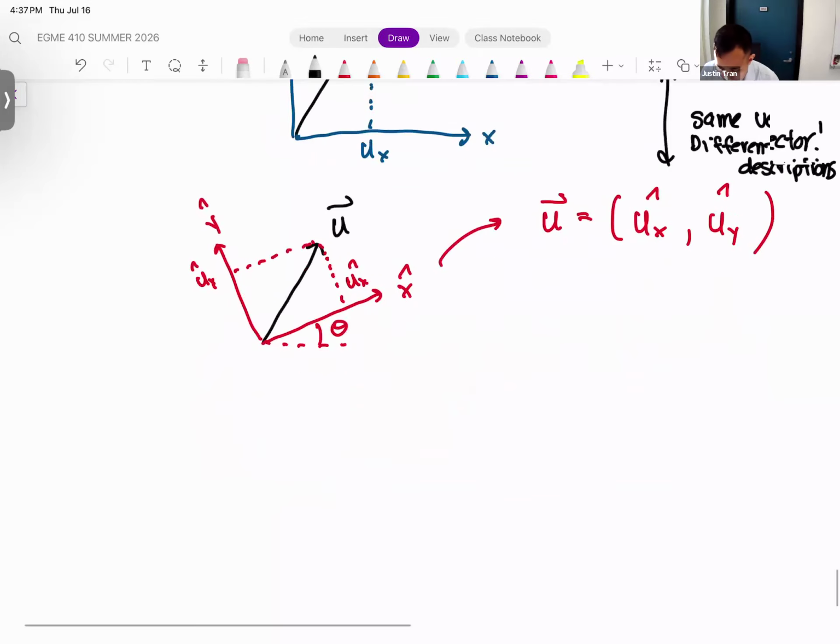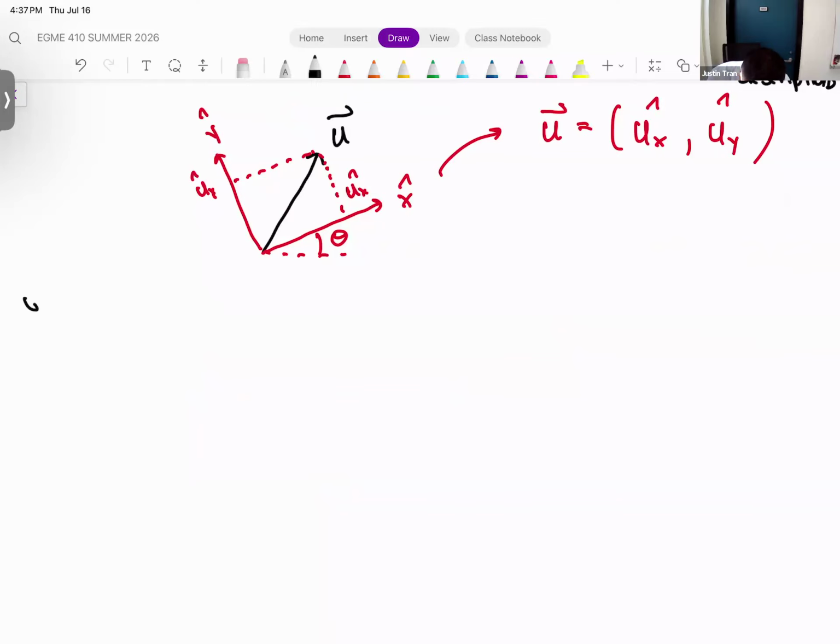So what we can do is we can say, right? You just simply equate them together.